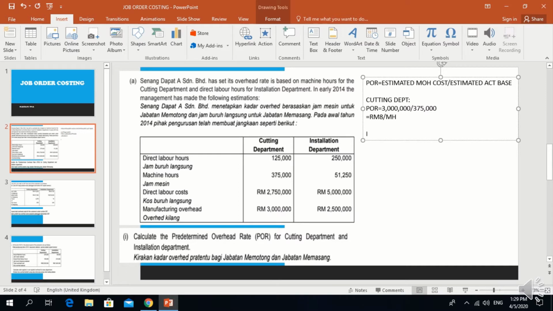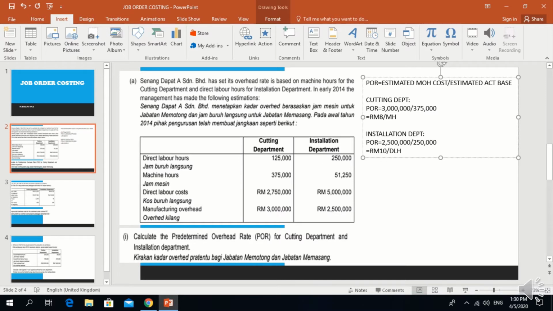So for installation department, to get POR, we must divide manufacturing overhead cost, 2,500,000 divided by basis. The basis for installation department is direct labor hours. So kita kena divide dengan direct labor hours, 250,000 hours. So the answer is 10 ringgit per direct labor hour.